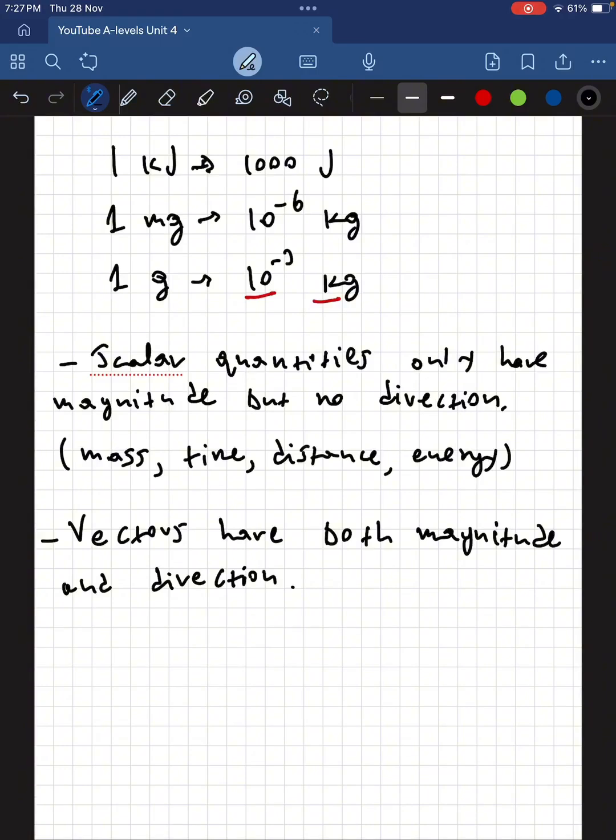Other examples could be force, momentum, acceleration. All these quantities need to be specified by their direction. For example, if an acceleration is negative, it means that we have deceleration. When we apply the brakes in our car, we get deceleration. That comes with a negative sign, for example. So I'm going to write them down: velocity, acceleration, force, and momentum.